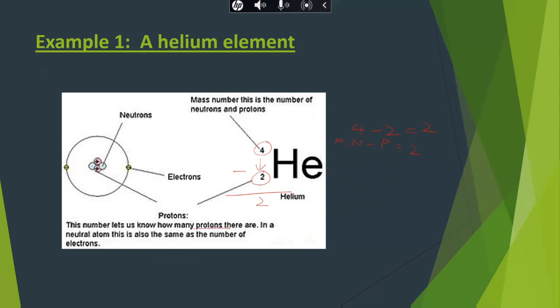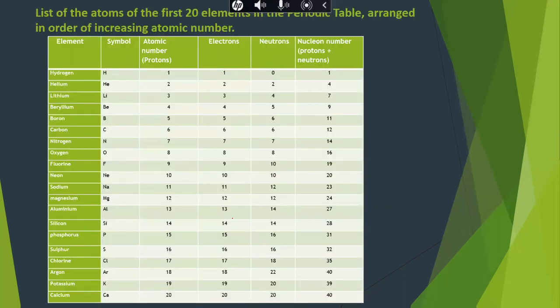This number lets us know how many protons there are in a neutral atom. This is also the same as the number of electrons, and we can calculate the number of neutrons from it. See, this is the situation for the first 20 elements: hydrogen, helium, lithium, beryllium, boron, carbon, nitrogen, till calcium. These are the symbols, atomic number or proton number, electron number.